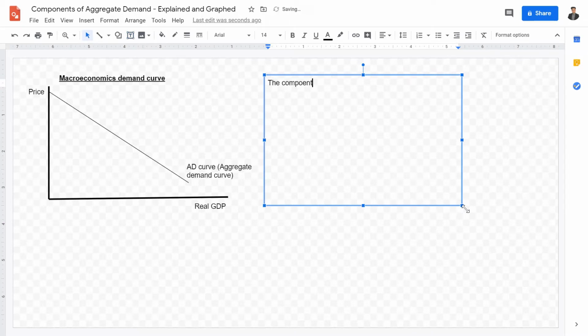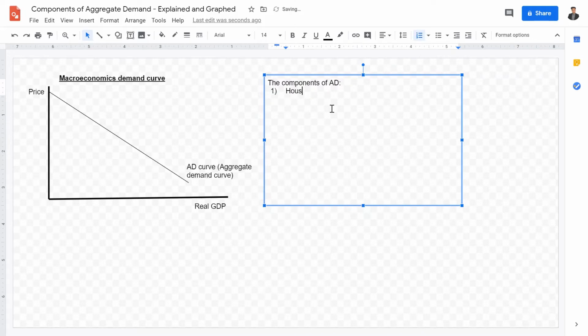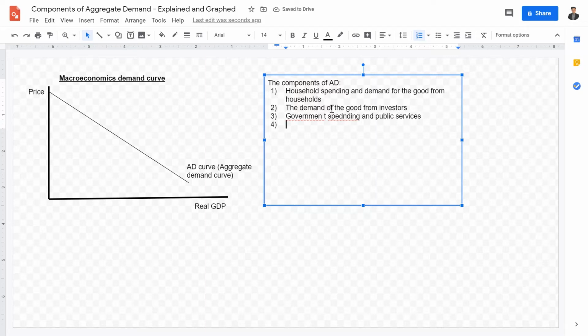The components of AD are as follows. Firstly, we have household spending and demand for the good from households. Secondly, we have investors, the demand for the good from investors. Maybe with oil, we will have both households and investors demanding oil. The third component of aggregate demand is demand from governments, so government spending and public services. We also have exports of goods and services, minus the imports. If we put all of these together, we get the components of aggregate demand.